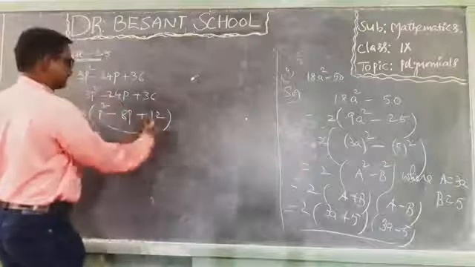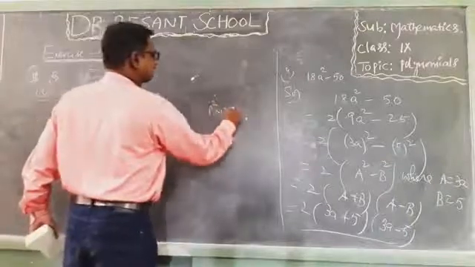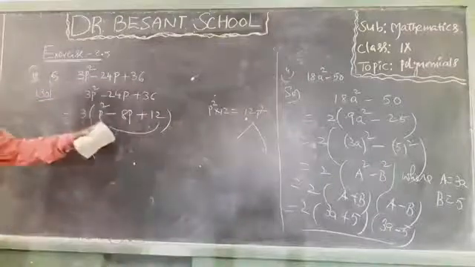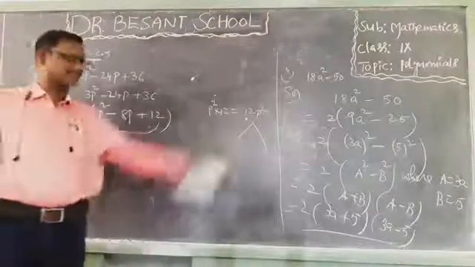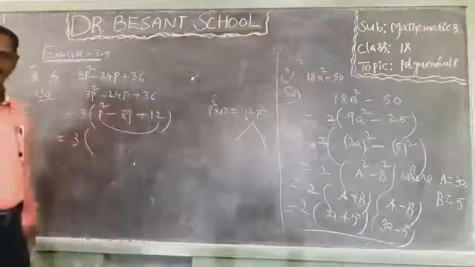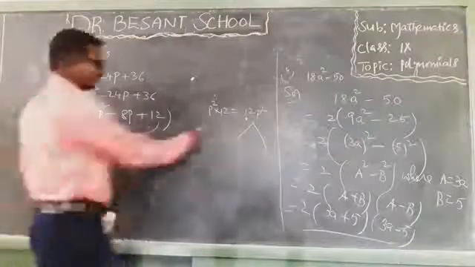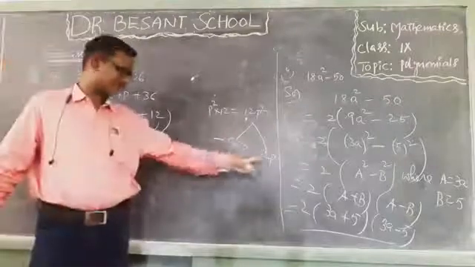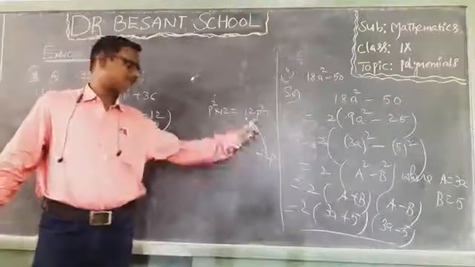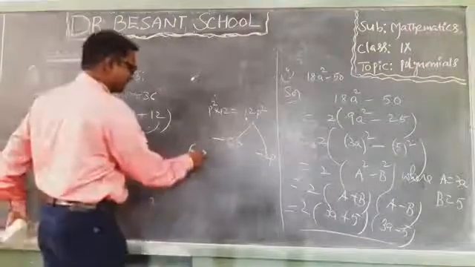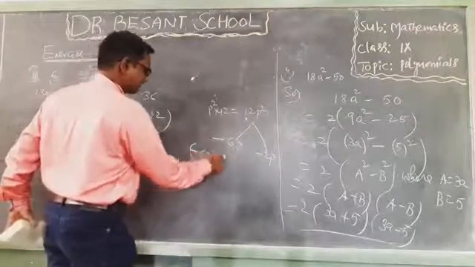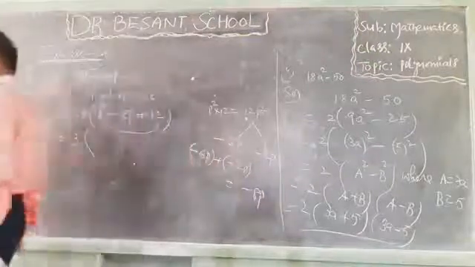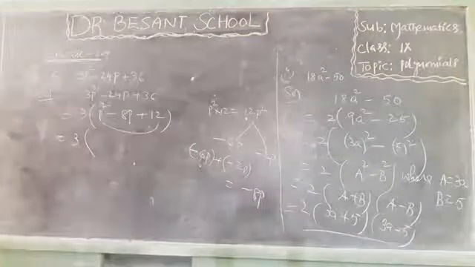What is this? p² into 12 is equal to 12p². Factorization process I am doing. Product of extremes, p² into 12 is 12p². So let us see the factors for 12p² to get the middle term: −8p, −6p and −2p. Why? Because −6 into −2 is plus 12, p into p is p². By adding −6p and −2p, −6p plus −2p equal to −8p. That is −8p.